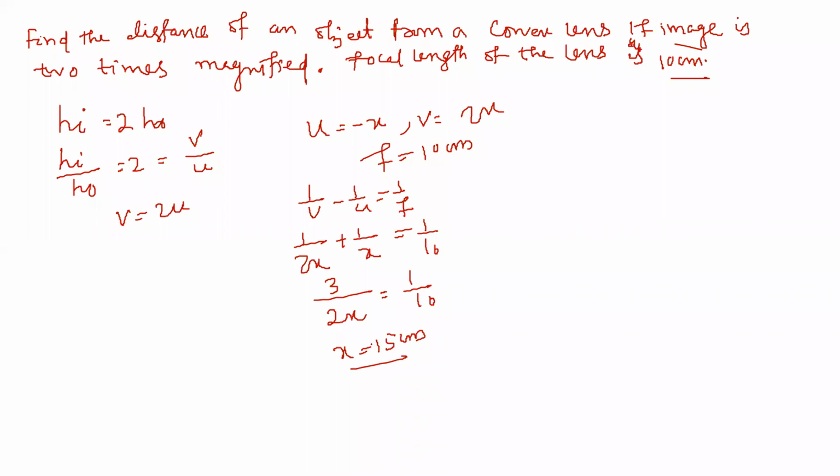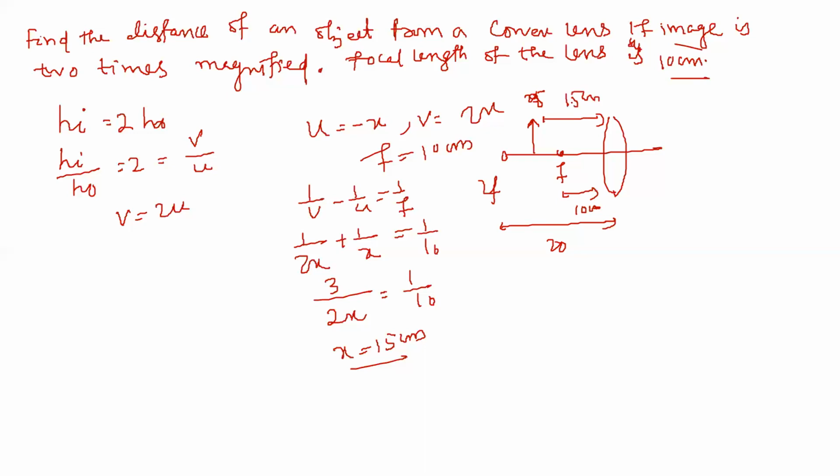If x is 15 centimeter, that means the object lies between f and 2f, because we take a convex lens whose focal length is 10 centimeter and 2f is 20. But we got x equal to 15 centimeter, so the object is present at 15 centimeter, in between f and 2f. Yes, students.